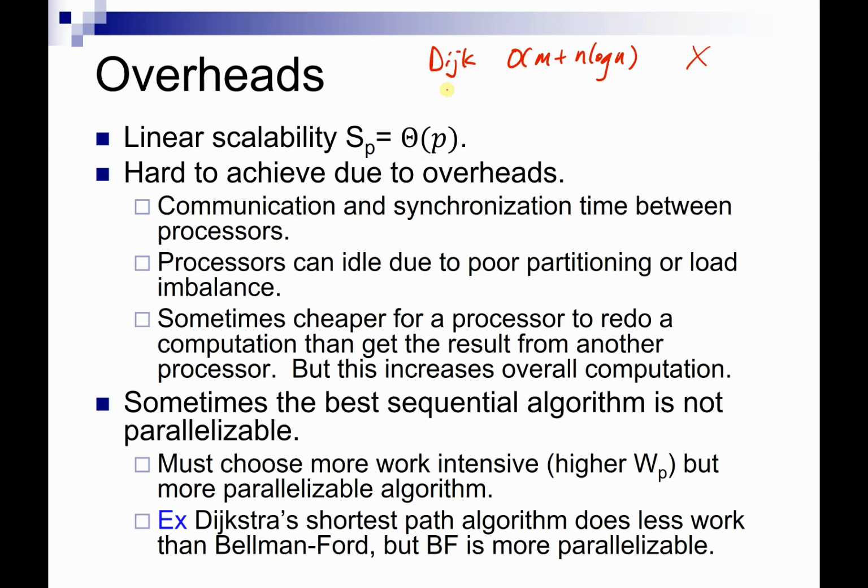Alternatively, you can take some other algorithm for solving shortest paths, for example, the Bellman-Ford algorithm. This algorithm is much less efficient in the sequential setting, because it does order m times n amount of work. So it's much slower than Dijkstra's in the sequential setting. However, it is highly parallelizable, very easy to parallelize. So depending on the situation, you might choose to run Bellman-Ford in a parallel setting instead of Dijkstra's, even though Bellman-Ford does more work overall. So that's another source of overhead.